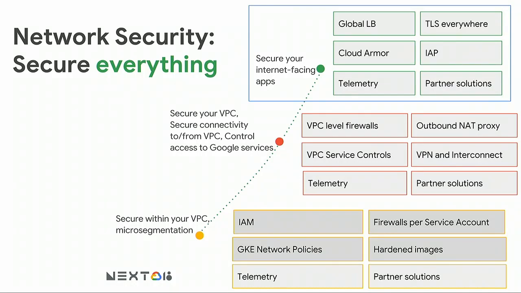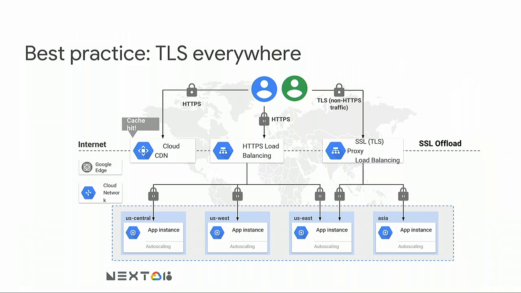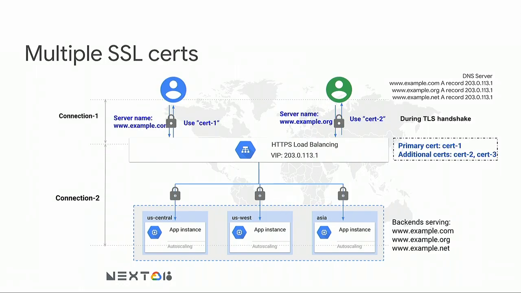When you secure your network, you want to do it all the way from VPC to your edge network, and we have several great sessions on each of these. One best practice is to put TLS wherever you can. We don't charge extra for TLS, so that should be your default. The second thing is if you need multiple certs, we have a feature that lets you put multiple certs on a given load balancer.